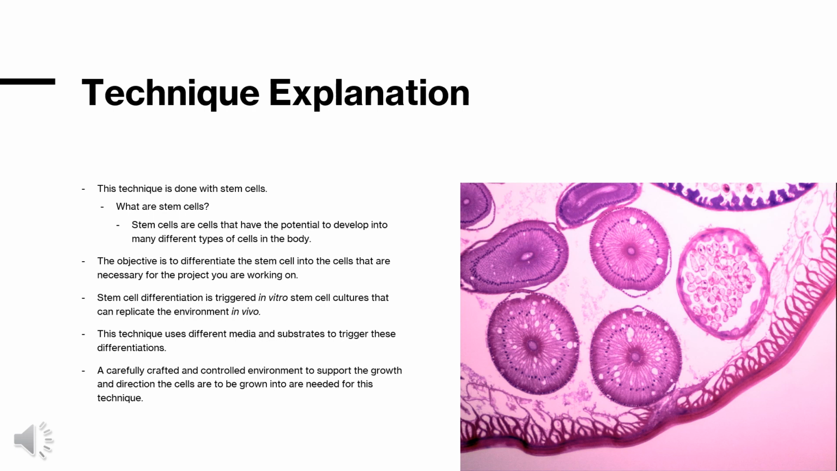Stem cell differentiation is triggered in in vitro stem cell cultures that can replicate the environment in vivo. This technique uses different media and substrates to trigger these differentiations. A carefully crafted and controlled environment to support the growth and direction of the cells they are to be grown into is needed for this technique to work correctly.